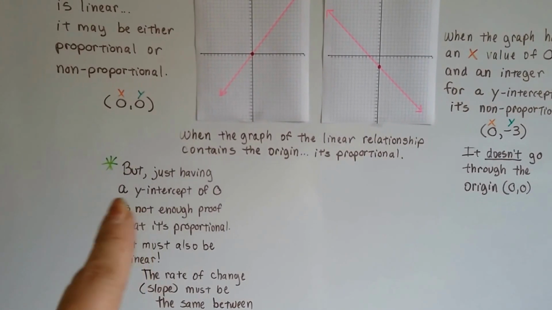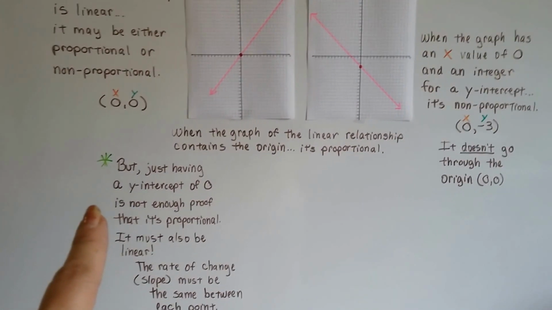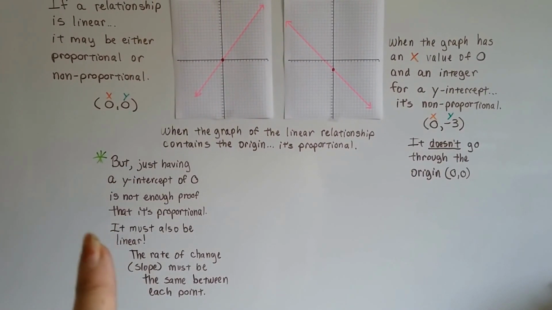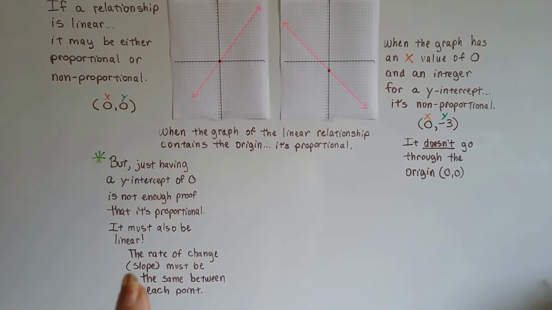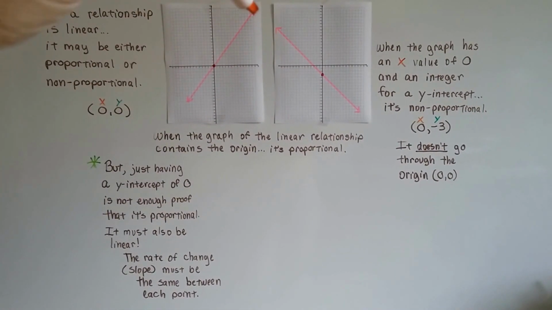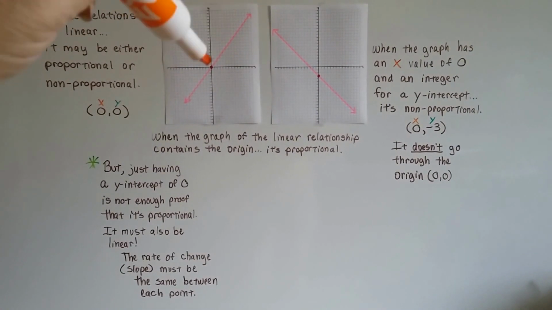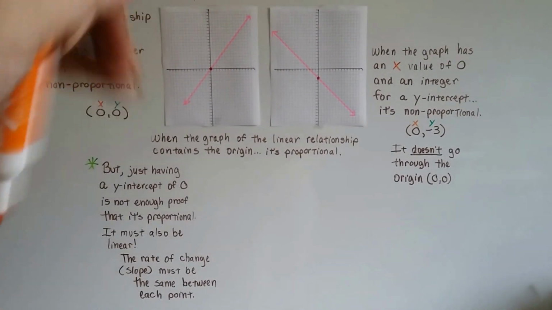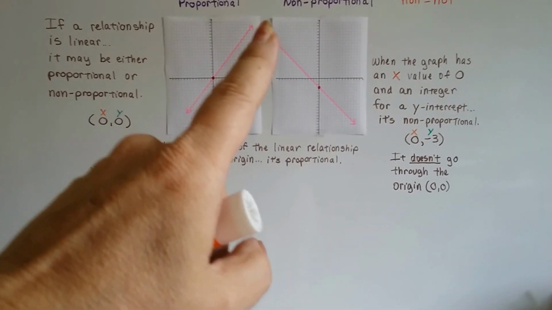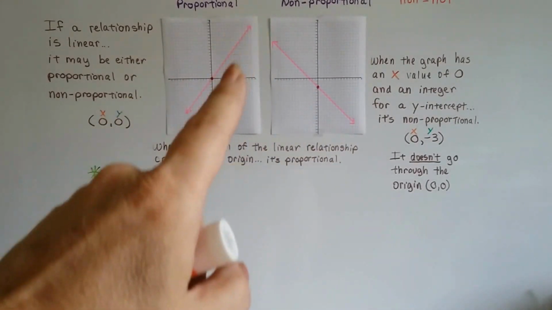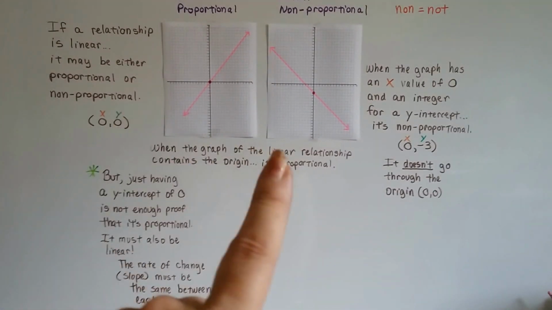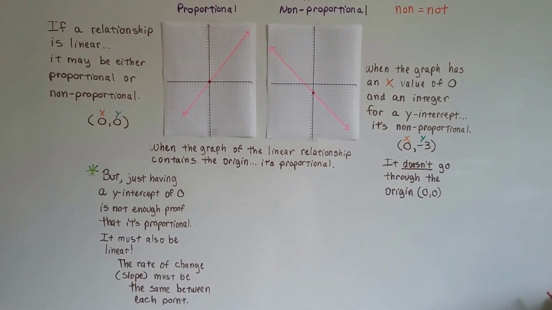But just having a y-intercept of 0 is not enough proof that it's proportional. It's got to also be linear. The rate of change, the slope, must be the same between each point. It's got to have a regular slope, like 3, 3, 3, or 2, 2, 2, or 6, 6, 6, whatever it is, so that it's on a regular slope, okay? And it doesn't matter if it's a negative slope or a positive slope, okay? The rule is the same between linear, proportional, and non-proportional, okay?